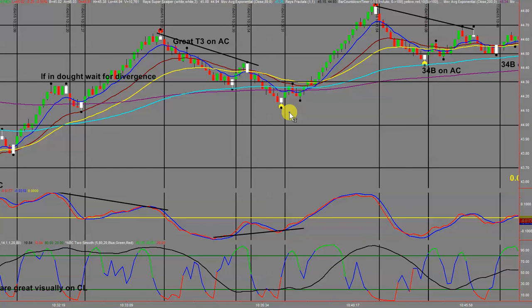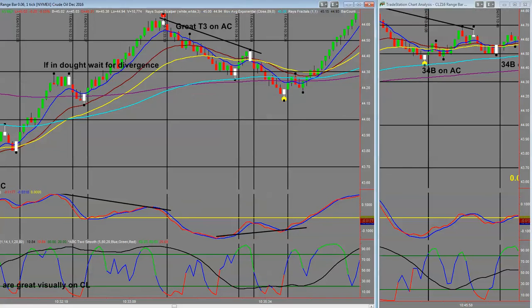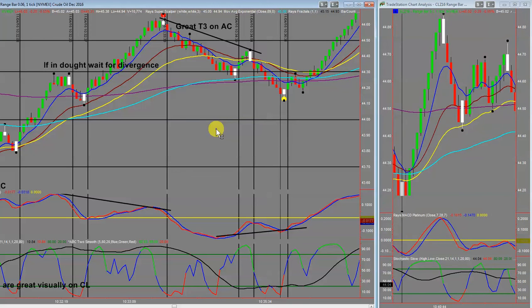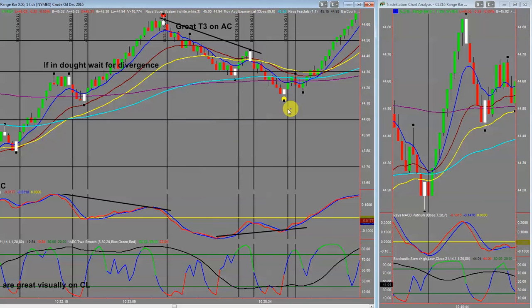We've come down, we then have nice divergence here. When I say nice, it's not too bad here. That would have been, and let's just have a look at the anchor chart here. Let me just show you this. Okay, you can see here this is bouncing on the 289. On your anchor chart you've got a 34 bounce.